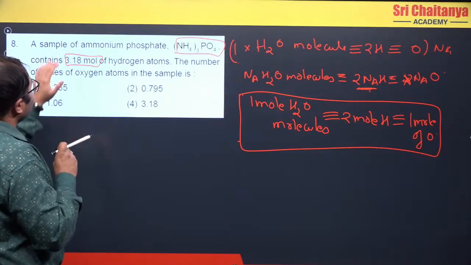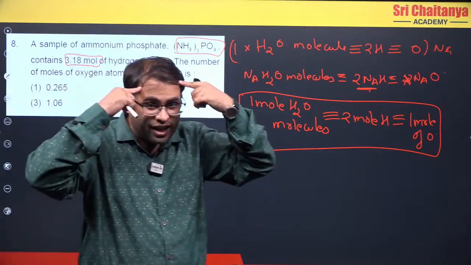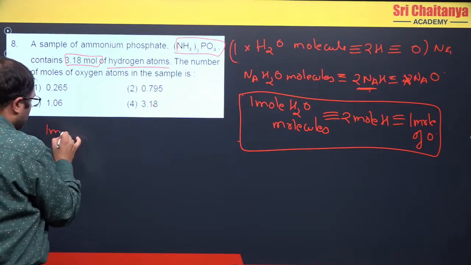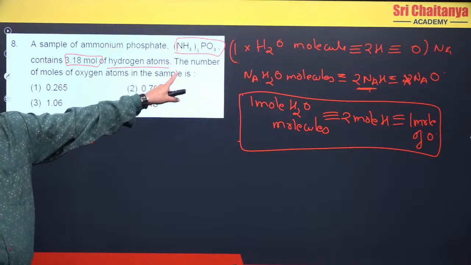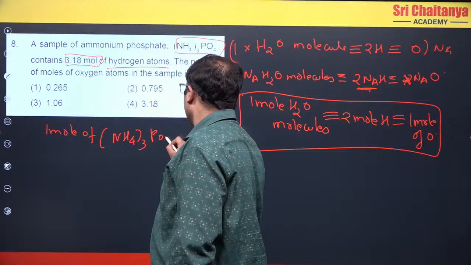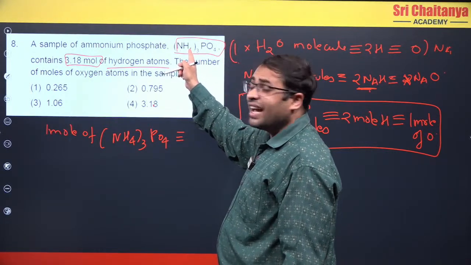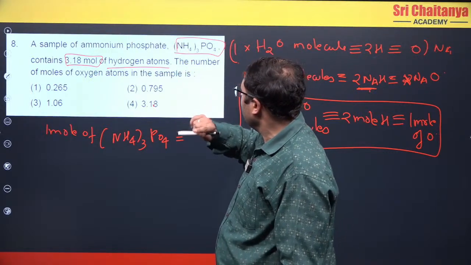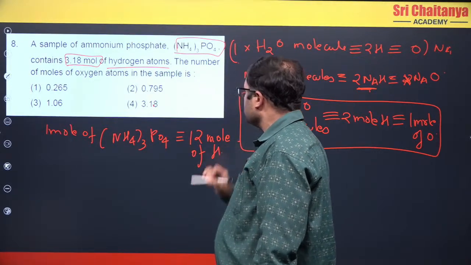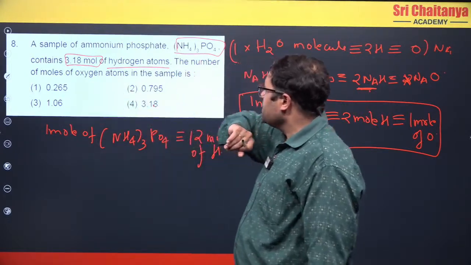So, a sample of ammonium phosphate. So, you have ammonium phosphate. As you see the formula, it should strike you what? In ammonium phosphate, we are talking about hydrogen atoms. So, 1 mole of ammonium phosphate will be equivalent to how many hydrogens? 4 3s are 12, right? So, you will have 12 moles of hydrogens, correct? Now, this we know. The number of oxygen atoms in the sample is.